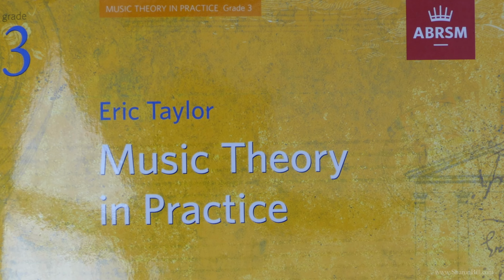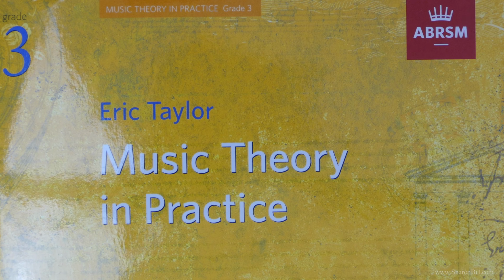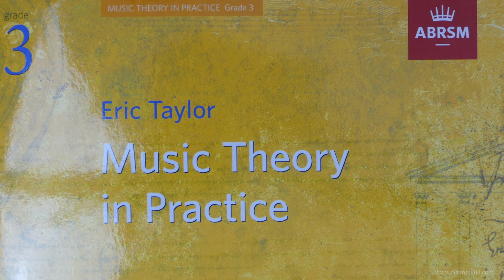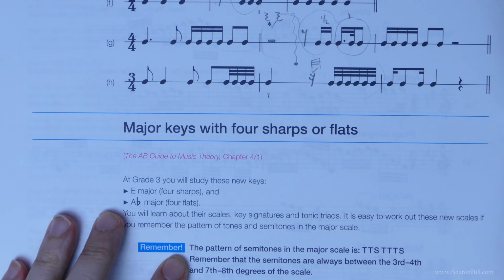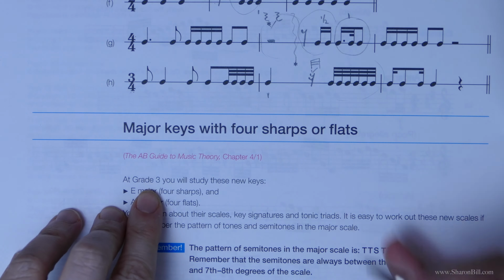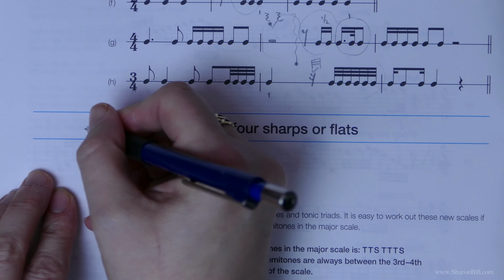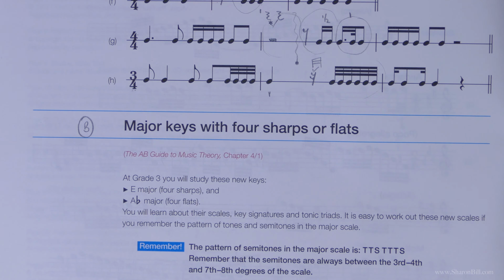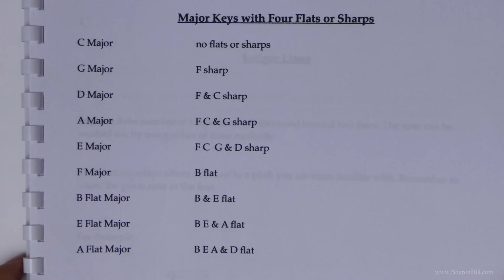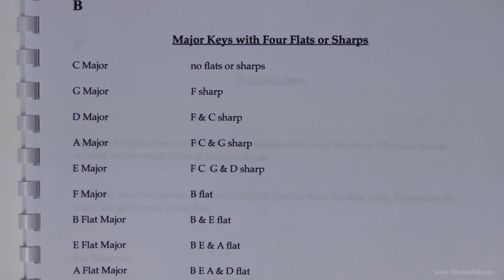So let's crack on with Music Theory grade 3, and we're moving on to section B. If you turn to page 6 in your music workbook, we're going to move into major keys with 4 sharps or 4 flats. I'll refer to this as section B because in the theory PDF sheets that I've got available, if you refer to section B, that will all be there for you.